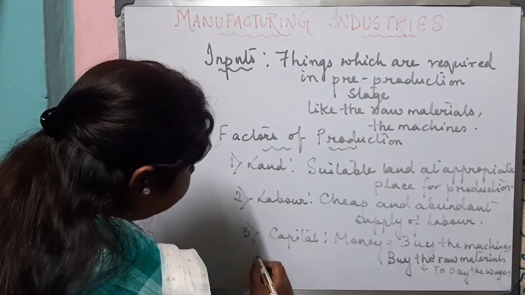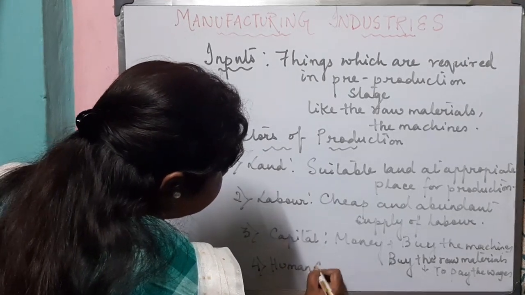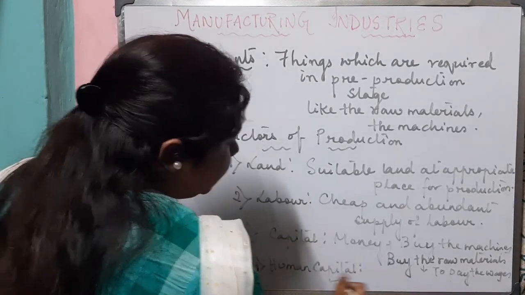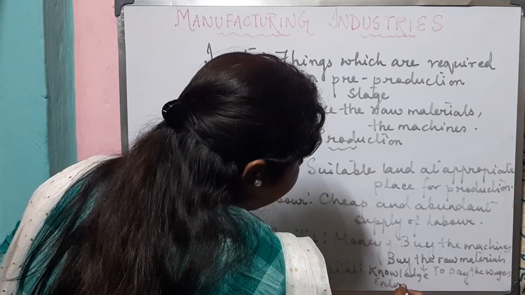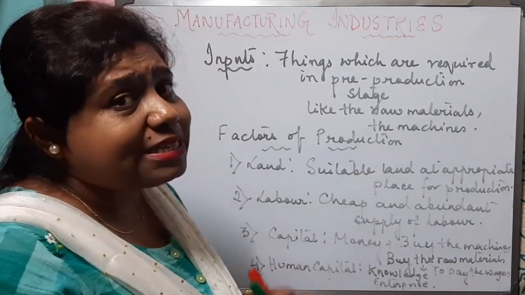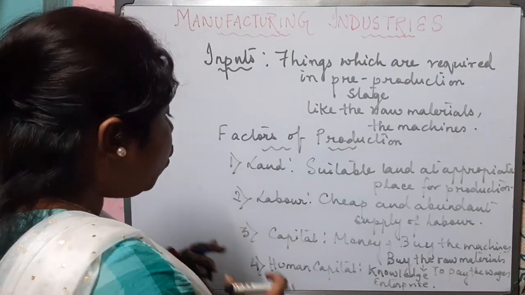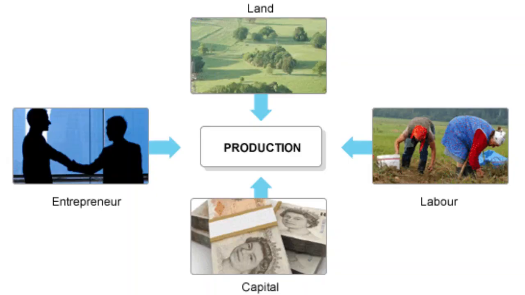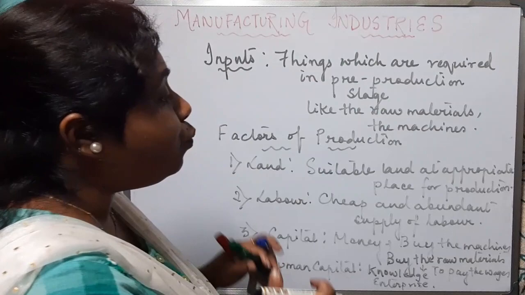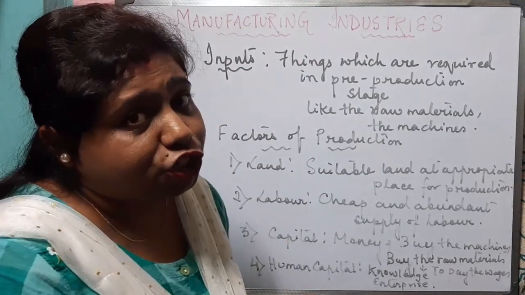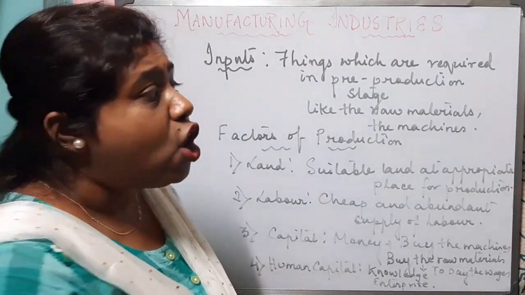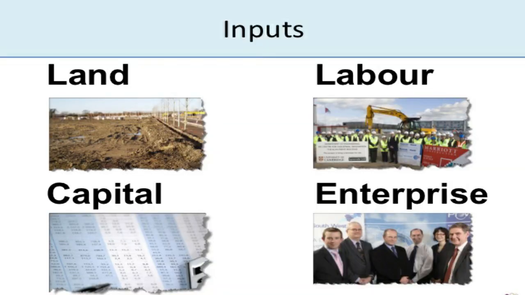And what else we need? We need human capital. That means we need knowledge and enterprise. Or we can say in other words that we need a person who can combine the other three factors of production, that is land, labor and capital. So these are the factors of production which are required for any industry. Any industry cannot run without inputs. They need land, they need labor, they need capital and human capital.